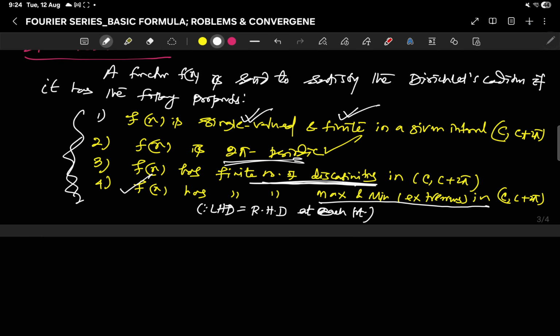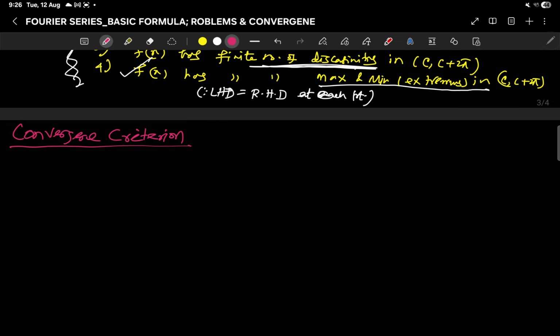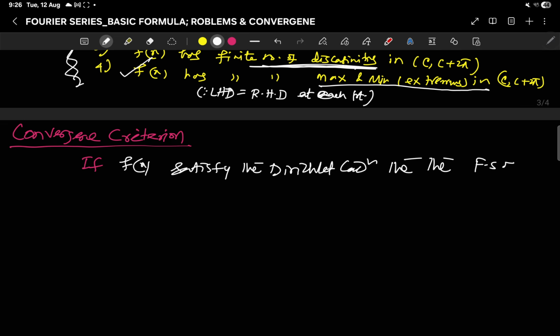So let me write the convergence criterion. If f(x) satisfies the Dirichlet conditions, then the Fourier series of f(x) converges to the same function f(x), to f(x) itself, at the point of continuity.